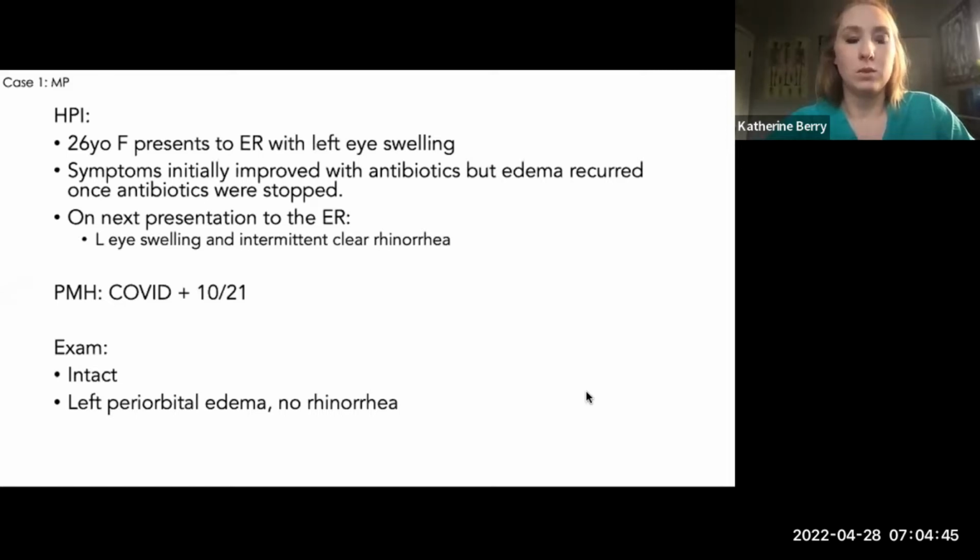And she presented again a subsequent time with left eye swelling and intermittent clear rhinorrhea. The patient expressed she was concerned for CSF leak. On our exam, she was intact and had the periorbital edema, but did not have any evidence of CSF leak or rhinorrhea.